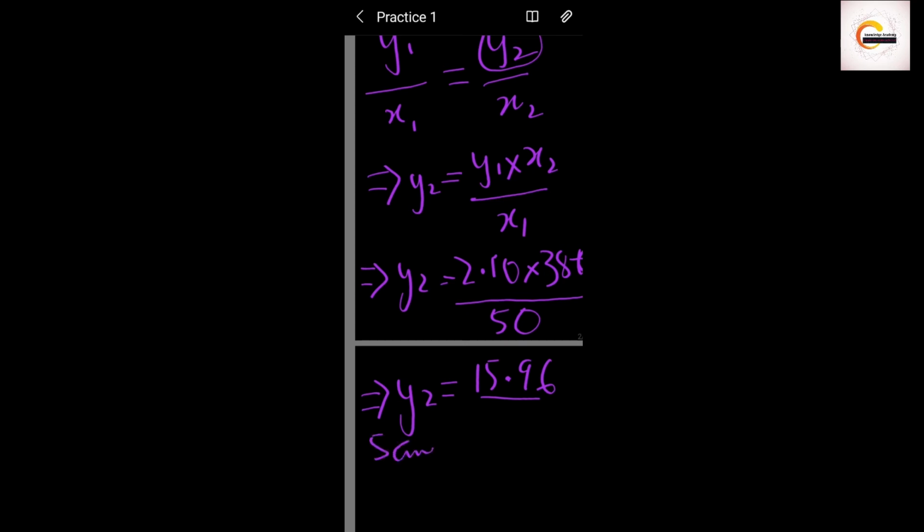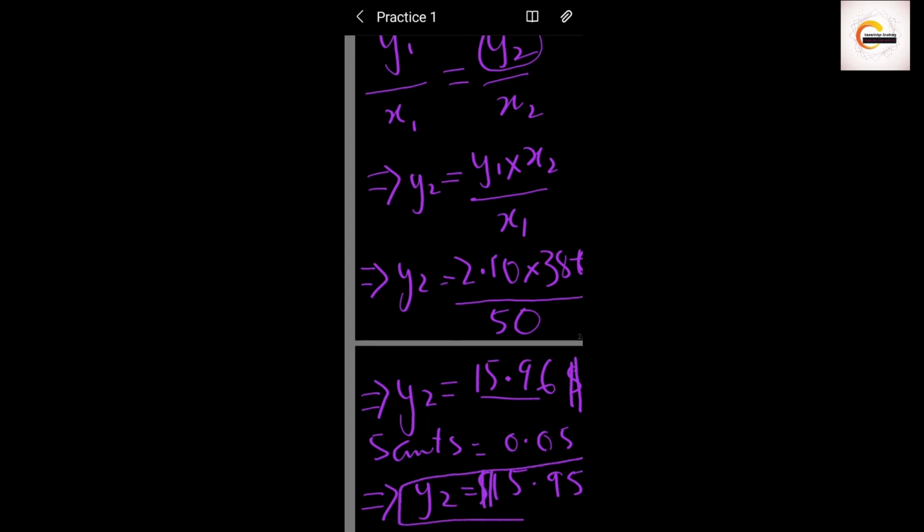5 cents means this answer is going to be in dollars. 5 cents means 0.05. So we will write the answer. We will round it off to the nearest 5, so 15.95. Never ever forget the unit. So this is going to be our answer, $15.95. Now practice part B.